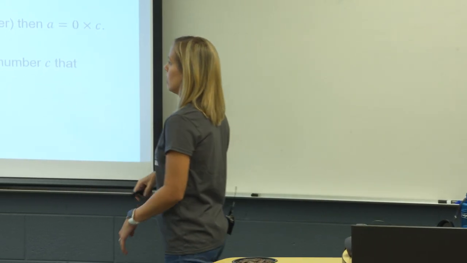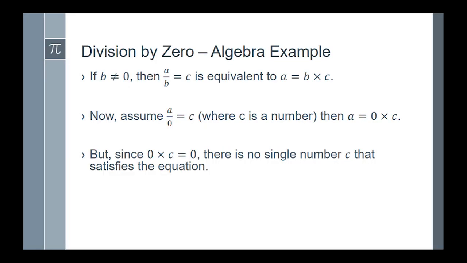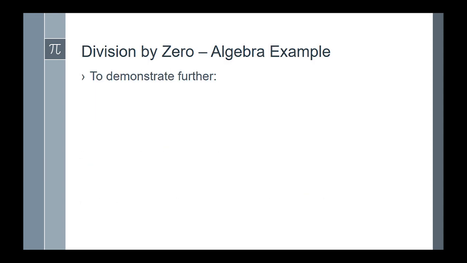But because 0 times C here is just equal to 0, there's no single number that will satisfy this equation. There's no value we can find for C, just like we talked about earlier, that's going to make that equation true. It could be any number that we could plug in for C. So as of this point, we cannot assign a numerical value to A over 0.